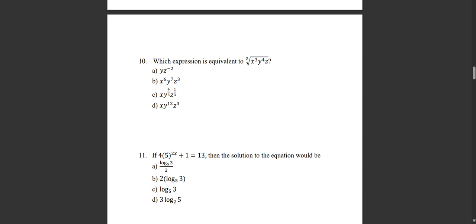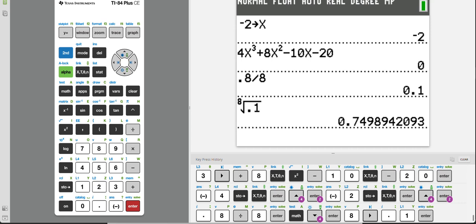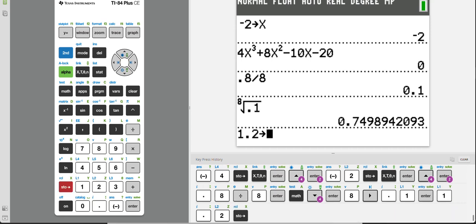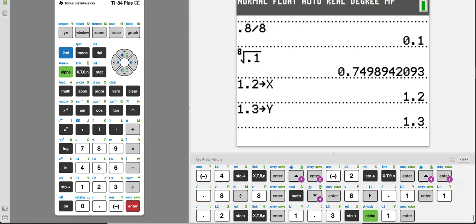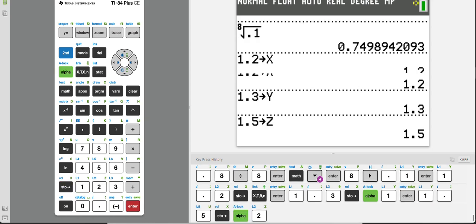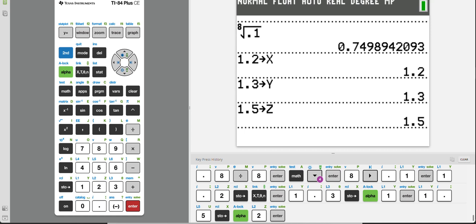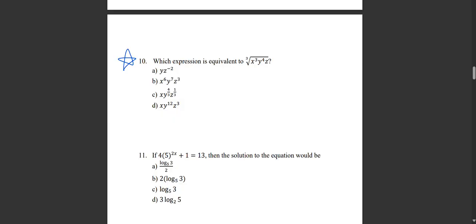Number 10, which expression is equivalent to the cube root of x cubed y to the 4th z? That is plug-in-able. You are going to need to plug in multiple things. So you can pick 1.2 and plug into x, 1.3 and plug it into y. If you want y, then you get alpha text as the alphabet, and then just pick the one that has the y. And then 1.5 plug into z. So, I mean, it works just the same. You just have to pick more letters, but that's fine. Anyways, you learned in Algebra 1 that you can break up a root into its factors.